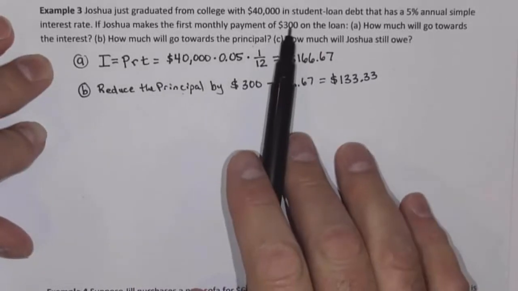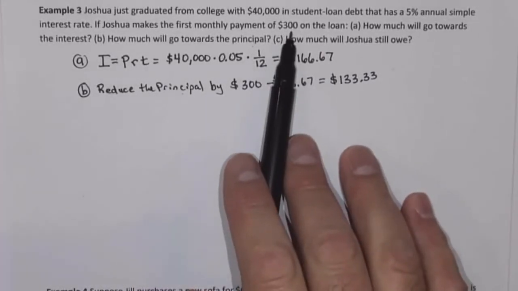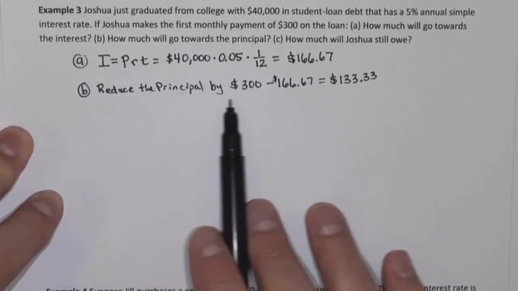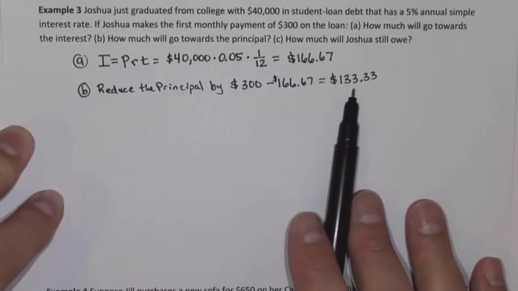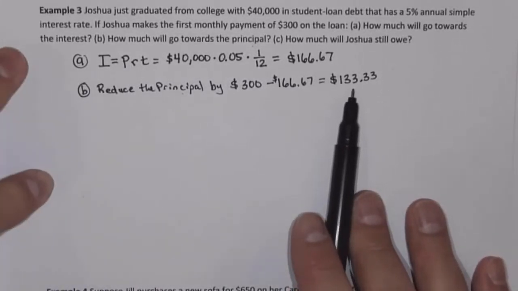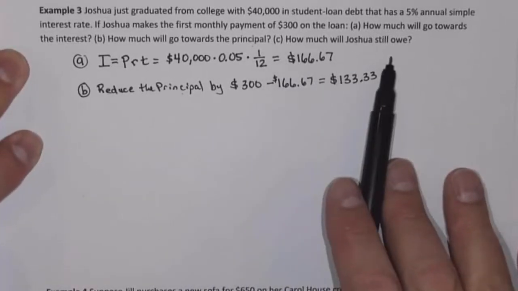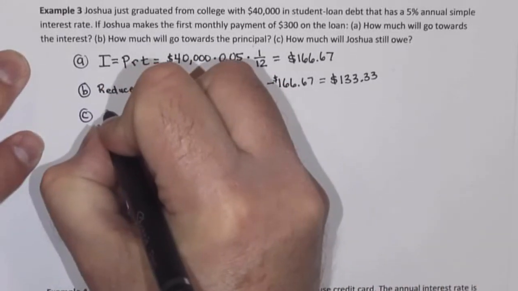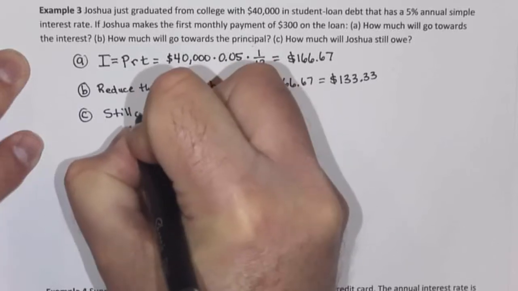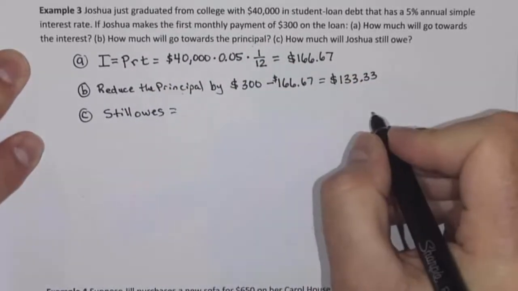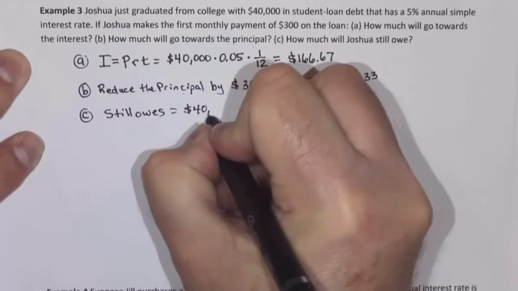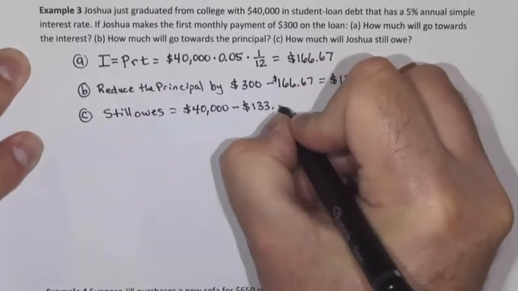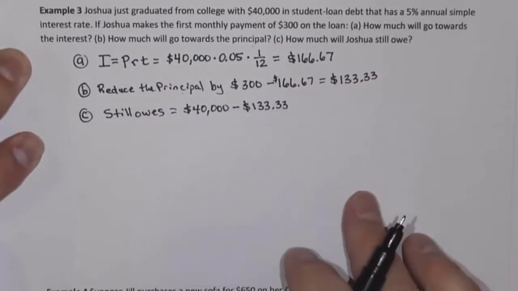So again, Joshua made a $300 payment, but of that $300, $166.67 was interest, which means the amount that he still owes was only reduced by $133.33. So question C, how much will Joshua still owe? Well, he's still going to owe the $40,000 that he had borrowed minus the $133.33 that went towards the principal.